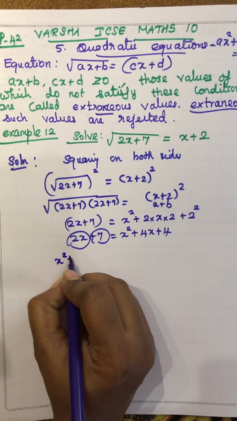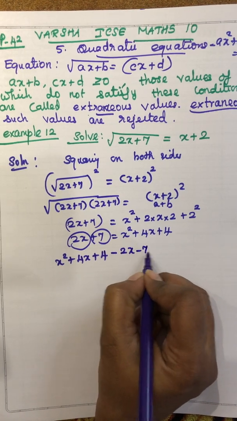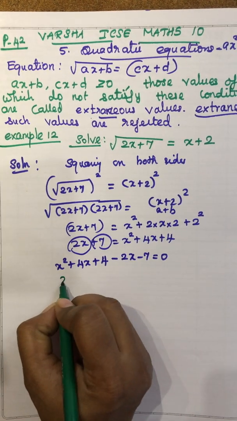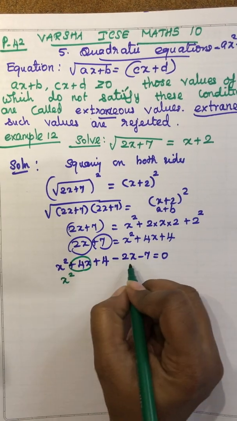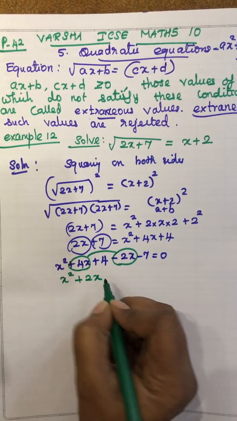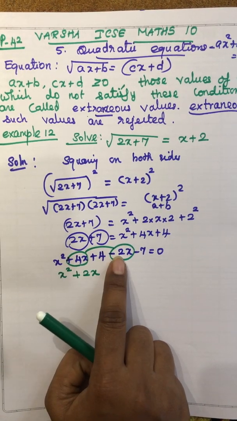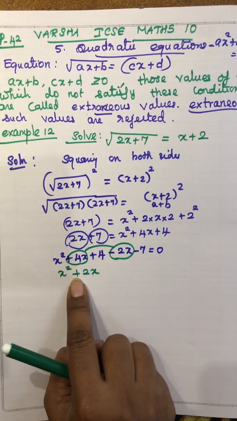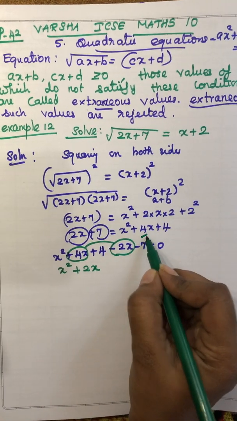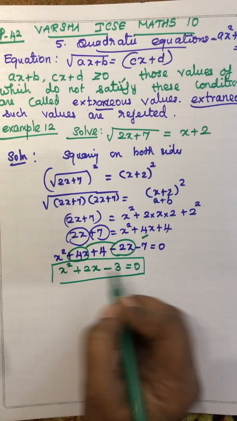So what do you get? x square plus 4x plus 4 minus 2x minus 7 equal to 0. Now I am going to subtract. x square will be here, plus 4x minus 2x, so when you subtract you will get plus 2x. And 4 minus 7: if you subtract you get 3, but minus 7 is the bigger number, so you get minus 3 equal to 0. So this is our final quadratic equation.